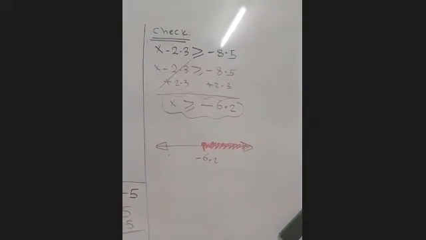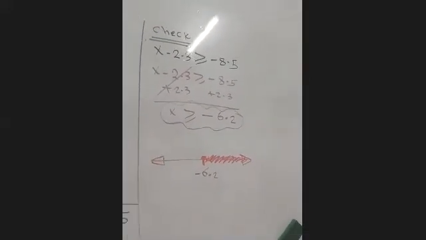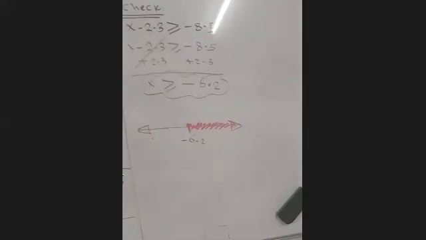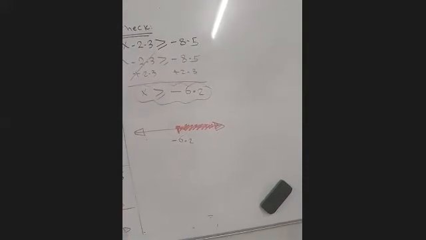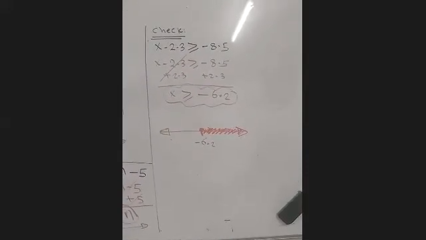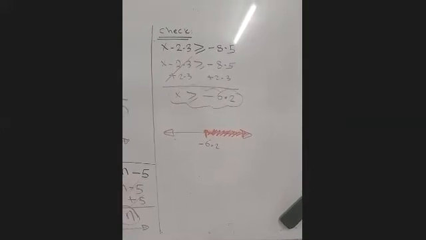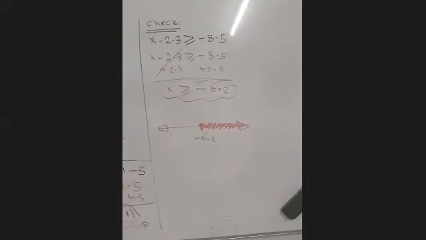Copy, guys. This is part A here. And down here, you will do part B on your number line. It's already graphed in your book. Copy, guys, please.